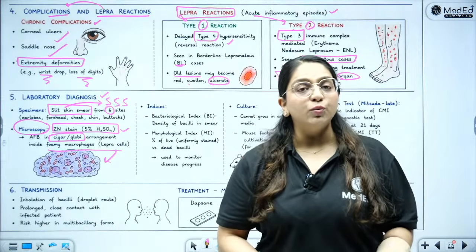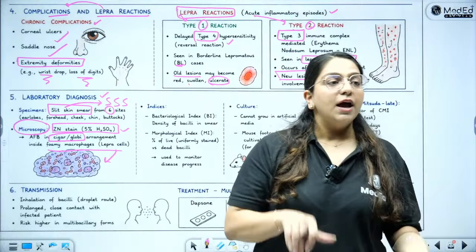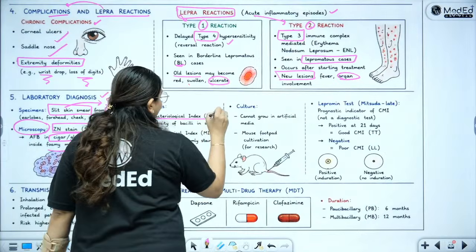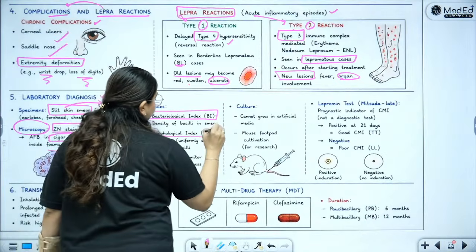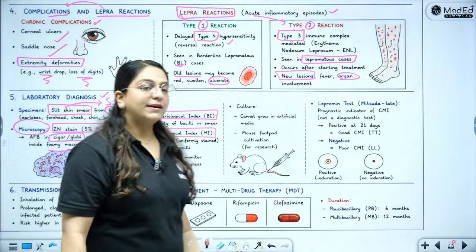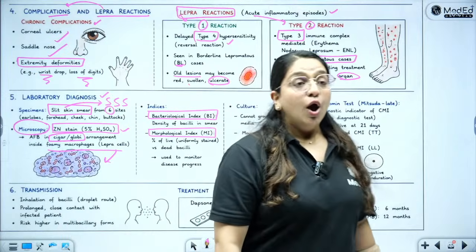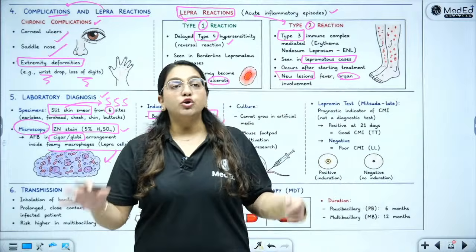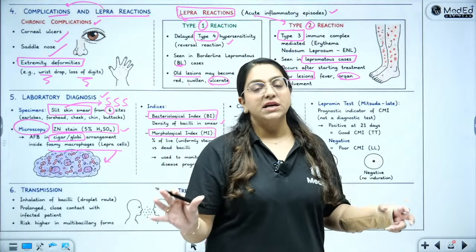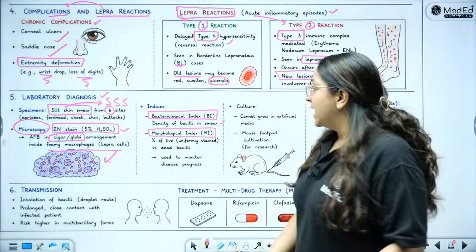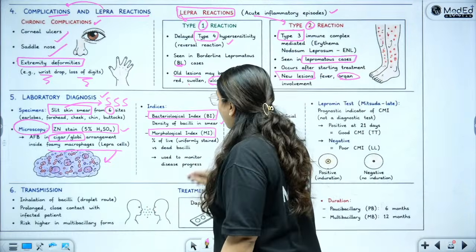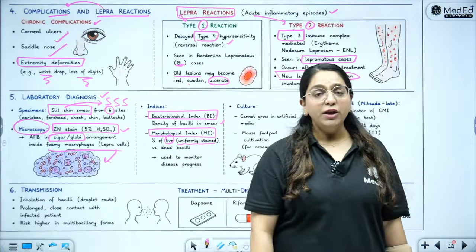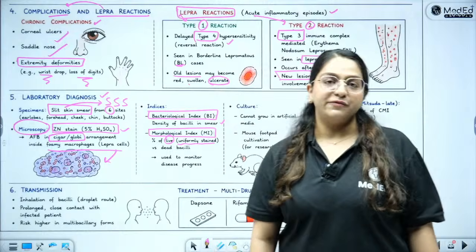So for TB, you would follow the RNTCP guidelines. For this, you have to detect the bacteriological index and the morphological index. What does it mean? Bacteriological index tells you the density of bacilli in the smear, the total number of bacilli present, and morphological index tells you how many of them are alive, meaning how many of them are uniformly stained. This is the difference.